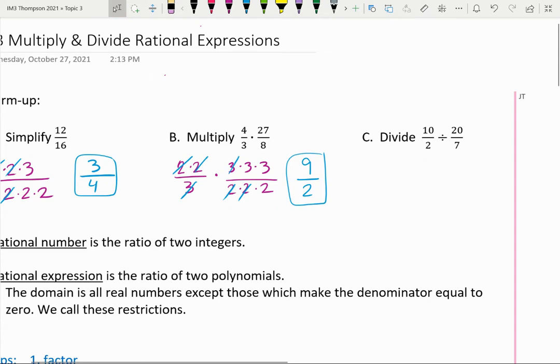Dividing by a fraction. We tend to not do this. We like to steer away from dividing by a fraction. What we do instead is multiply by the reciprocal. So instead of 10 halves divided by 20 over 7, I'm going to multiply by 7 over 20. So I change the division to multiplication and I flip the right-hand side fraction only.